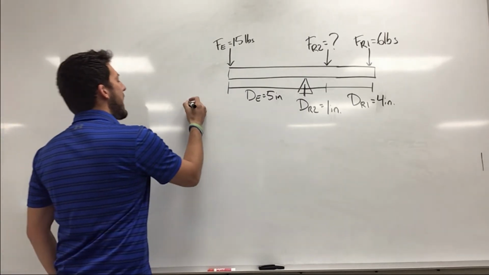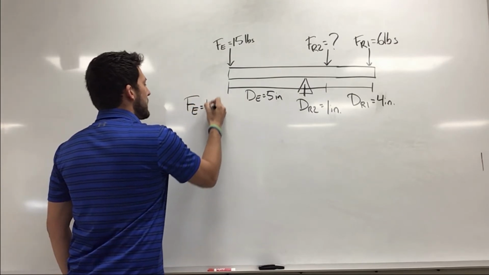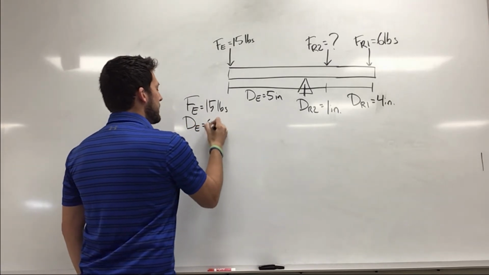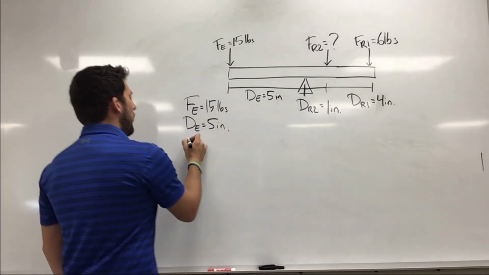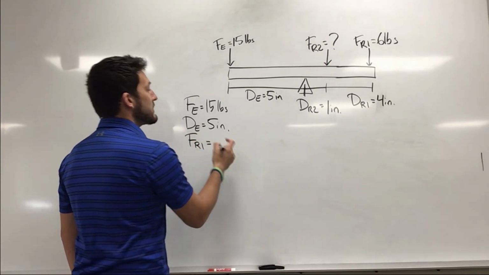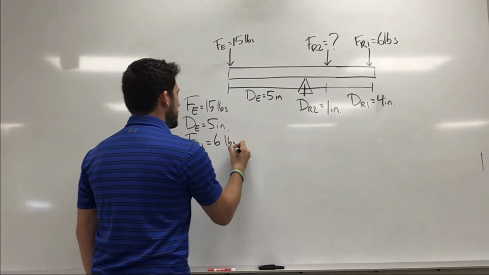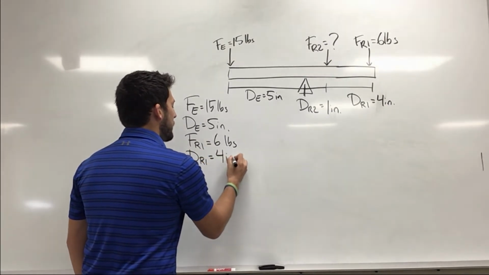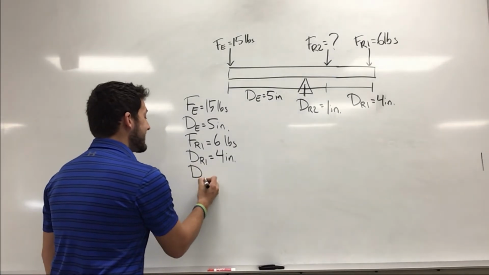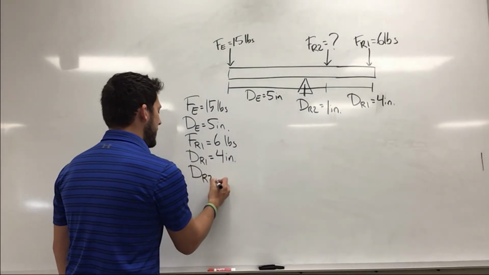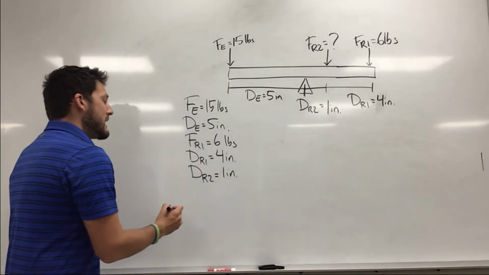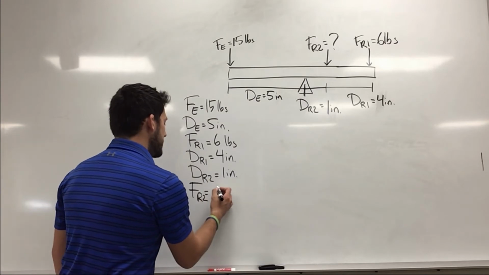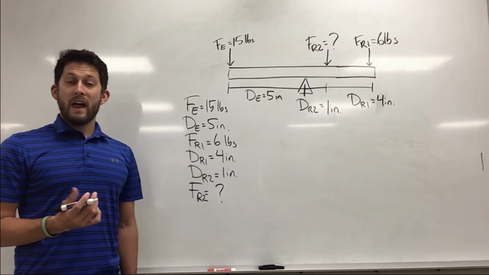So we know we have an effort force of 15 pounds. We know that distance is 5 inches. We know there is a resistance force on the far side of 6 pounds. We know that we have a distance from the fulcrum equal to 4 inches. We know the distance that that second resistance force is acting is 1 inch away from the fulcrum. And the thing that we're looking for is that resistance force number 2. I'm going to call that FR2.